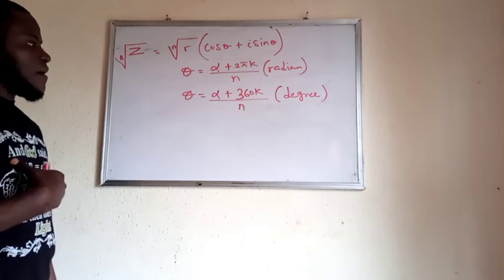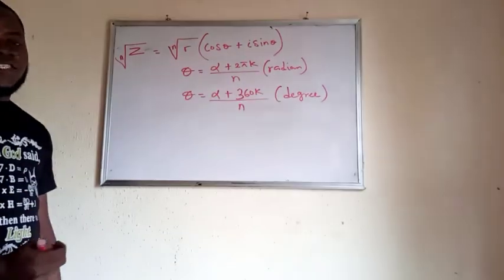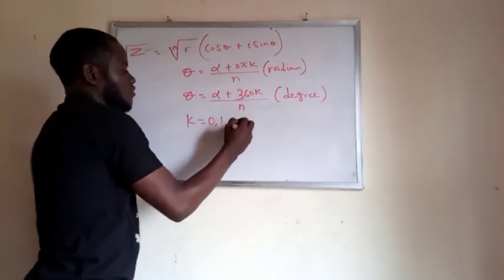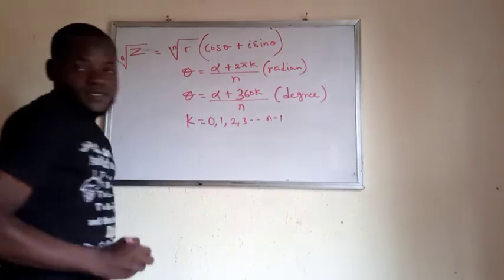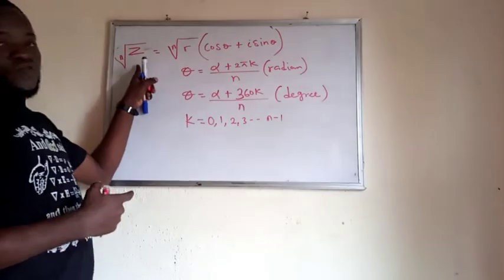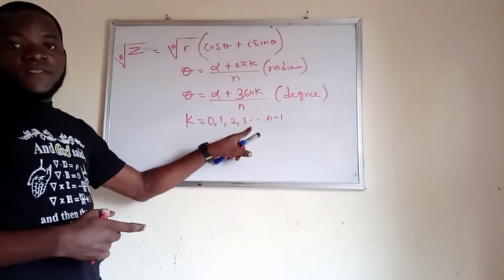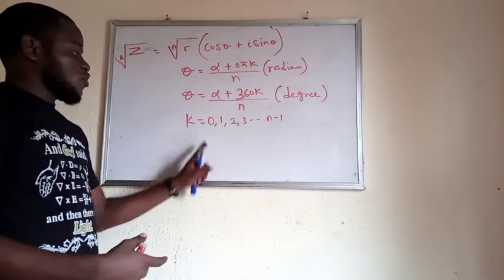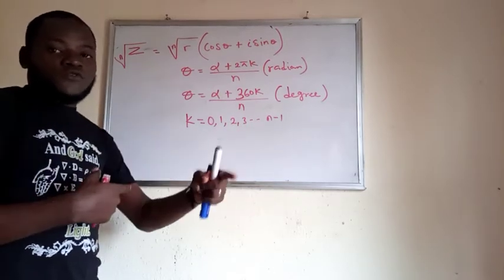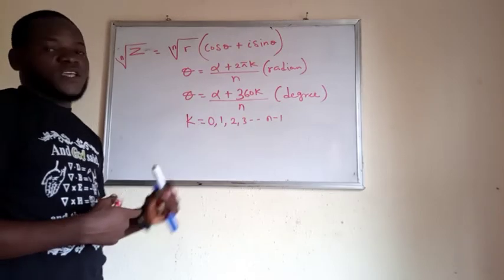Now, supposing you ask what the value of k will be, or how we are going to determine k. The value of k ranges from 0, 1, 2, 3 down to n minus 1. That is, if you are asked to find the fourth root, your k is going to range from 0, 1 to 3. If you are asked for the fifth root, your k will be 0, 1, 2, 3, then 4. If you are looking for the third root, then it's going to be 0, 1, 2. So that's that for k.